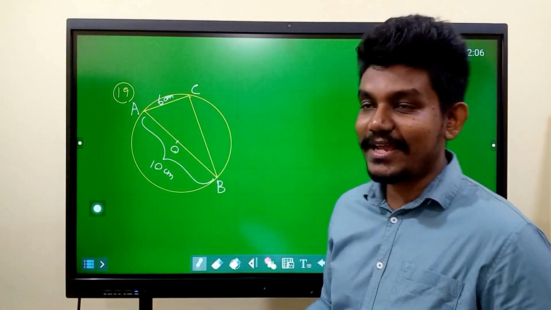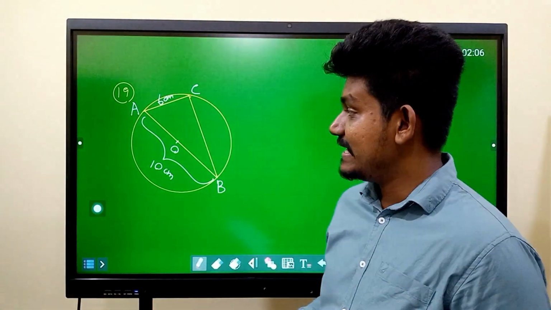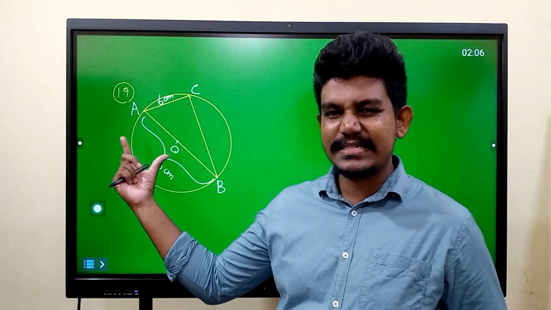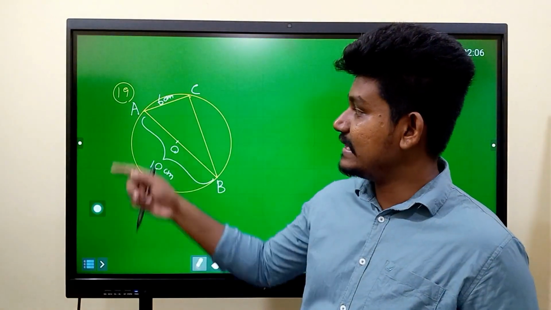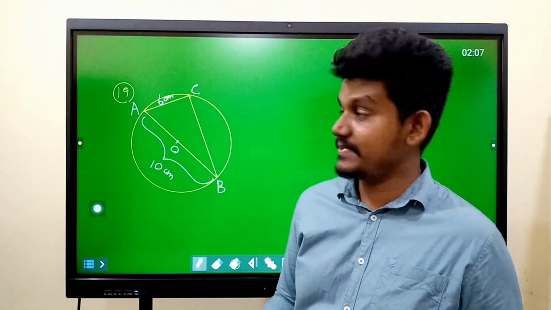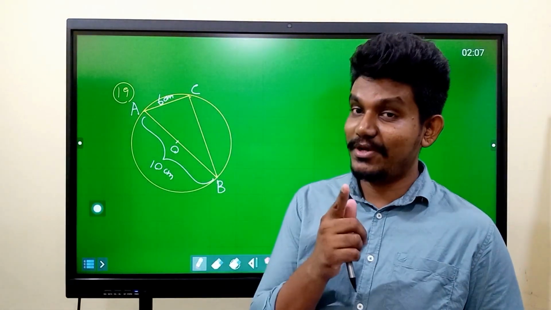This is question number 19, right? In this one, brother, it says radius is 5 centimeters, therefore the diameter should be 10 centimeters, twice of the radius. And the length AC is given as 6 centimeters. We have to find the length of BC. And you should know this, brother, right?